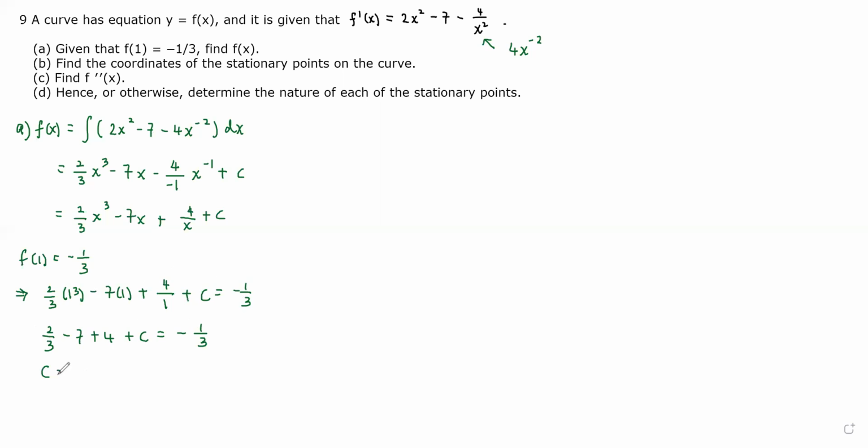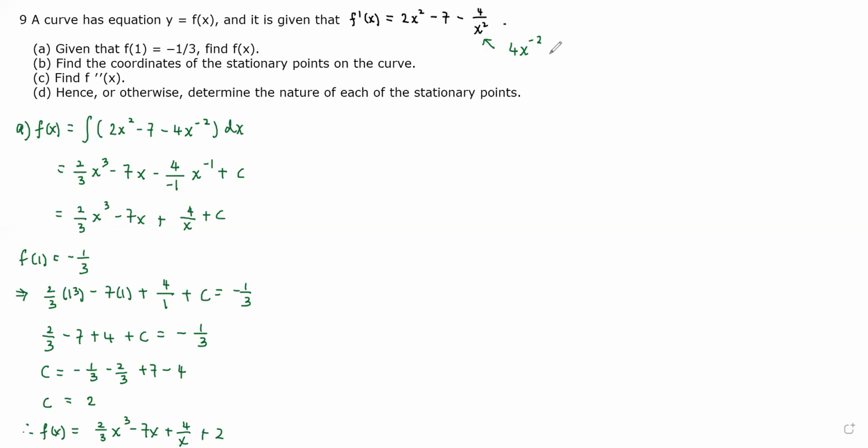Isolating c, that is negative 1 over 3 minus 2 over 3 plus 7 minus 4. And this will give a value c, which is 2. Then f(x) here is given by 2 over 3x cubed minus 7x plus 4 over x plus 2.